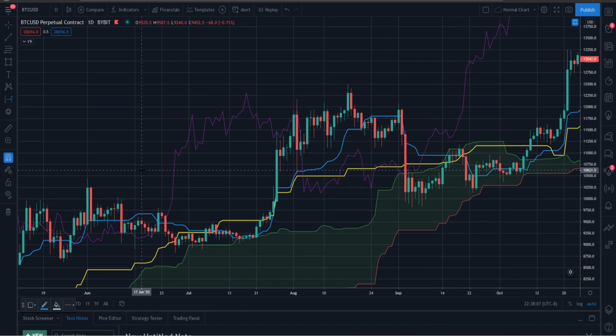And for those of you who are unfamiliar with Ichimoku, I'm going to spend just a minute to give you a real basic crash course of what you're looking at. That way you can follow along a bit better.